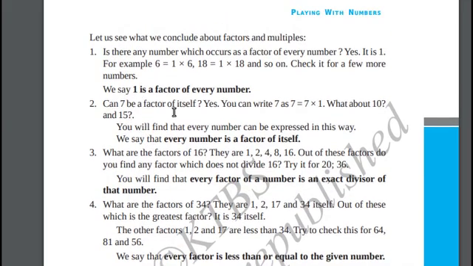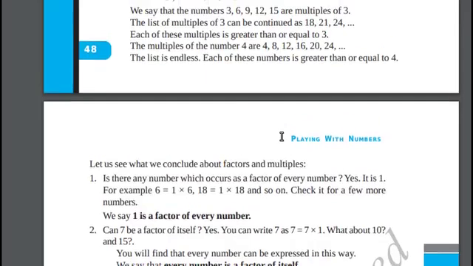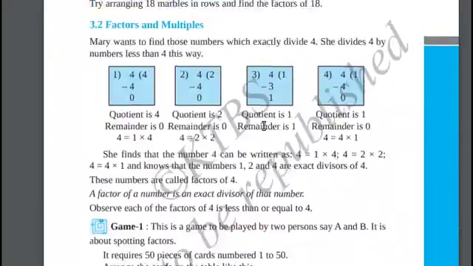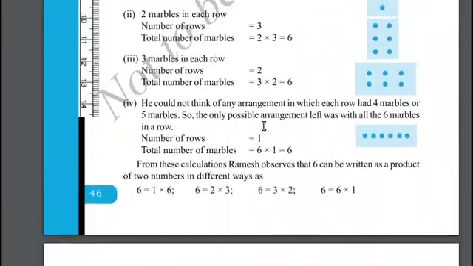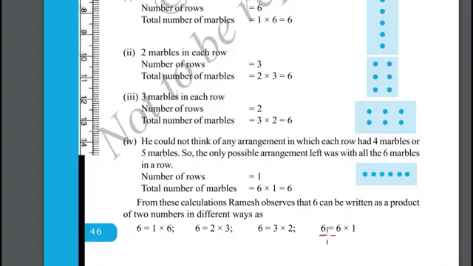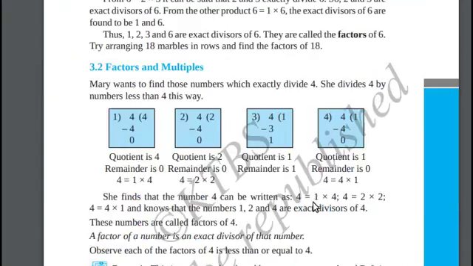Can 7 be a factor of itself? Yes, we can write 7 as 7 times 1. We say every number is a factor of itself. We saw this in our previous example as well. We represented 6 as 6 times 1. 6 is a factor of itself.